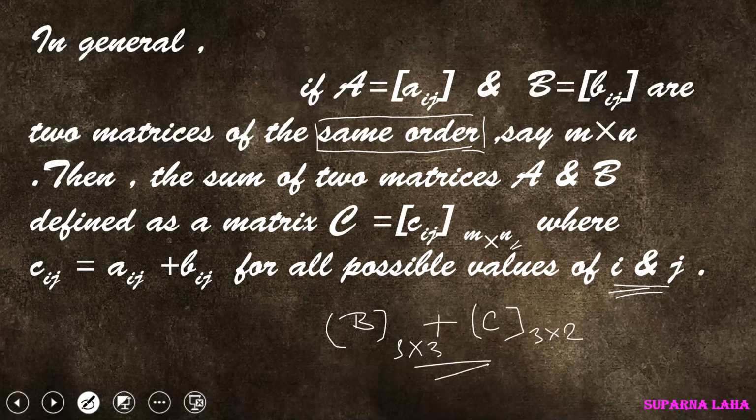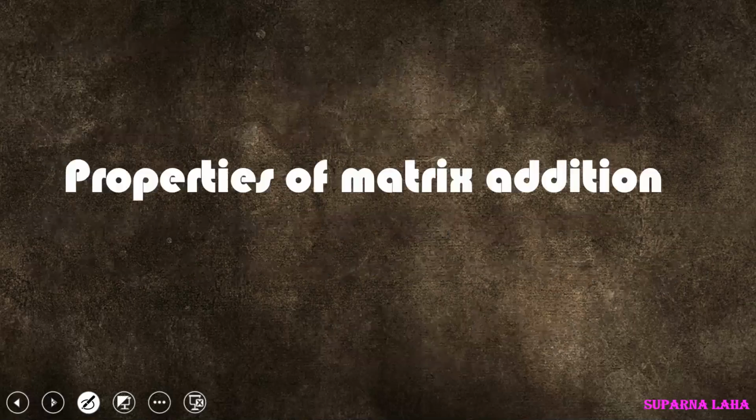This is not possible. But if these two orders are the same, then we can add these two matrices. Now after its general representation, we all know that addition has some properties. For addition of real numbers and integers, we already discussed properties like the commutative law, associative law, identity, and inverse. The same things we will follow here for matrix addition. So let's talk about its properties.